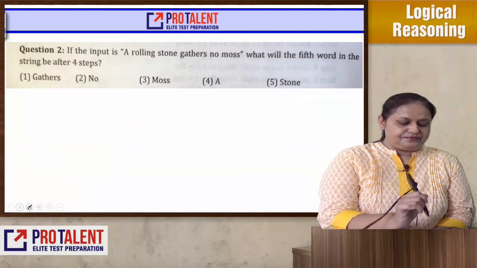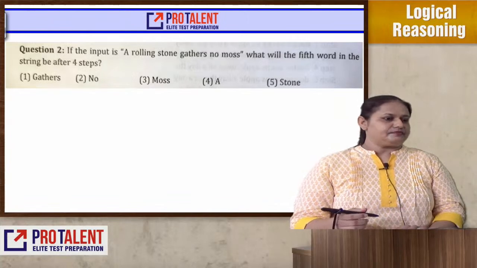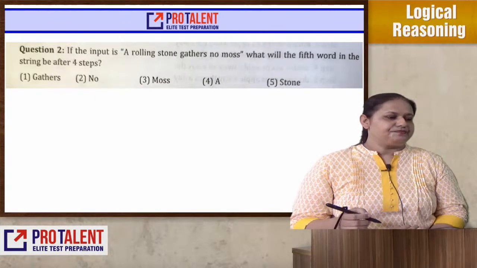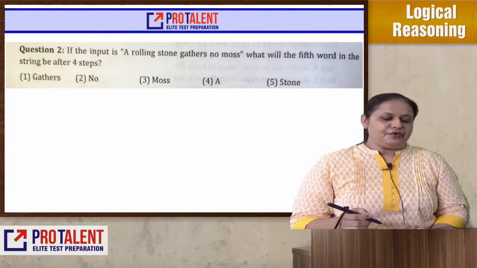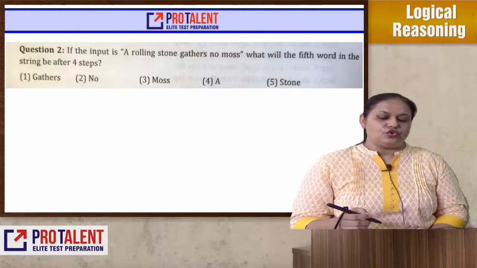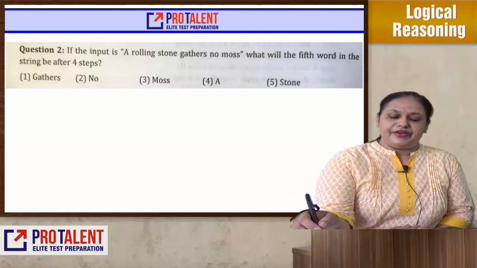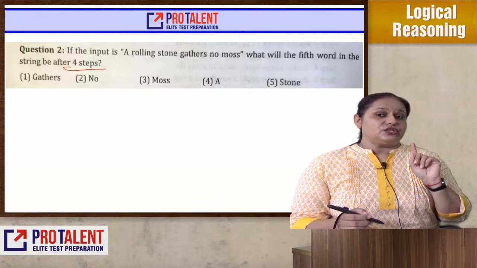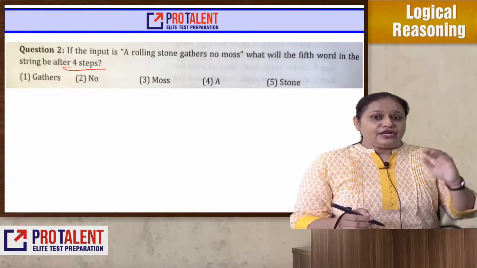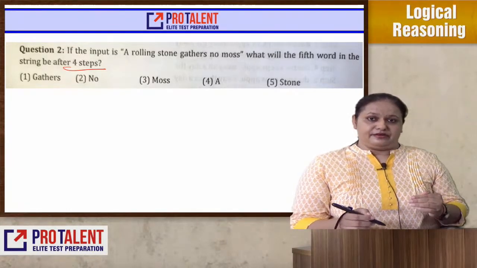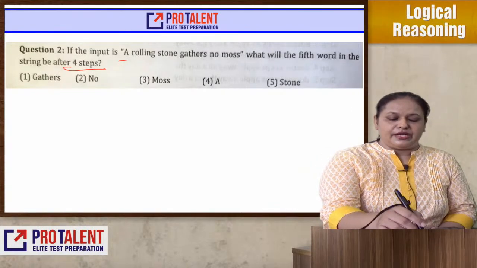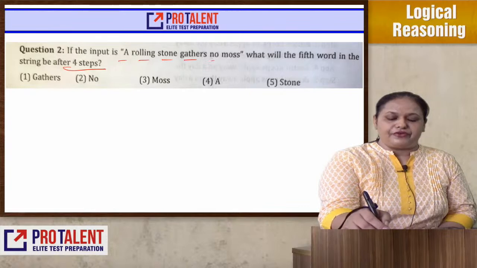Okay, question number 2. If the input is a rolling stone gathers no moss, what would be the fifth word in the string after 4 steps? So here it is not necessary that you do the entire arrangement. Okay, say 1, 2, 3, 4, 5, 6.